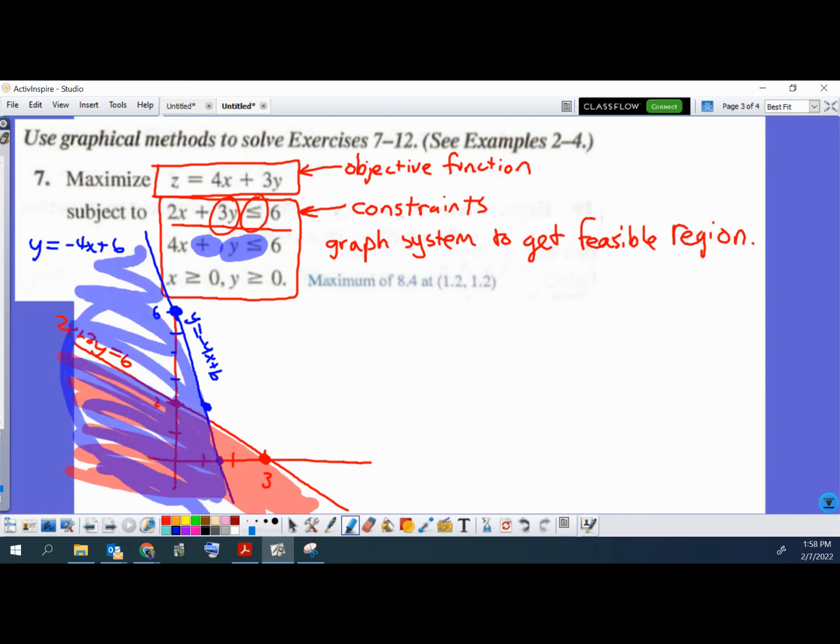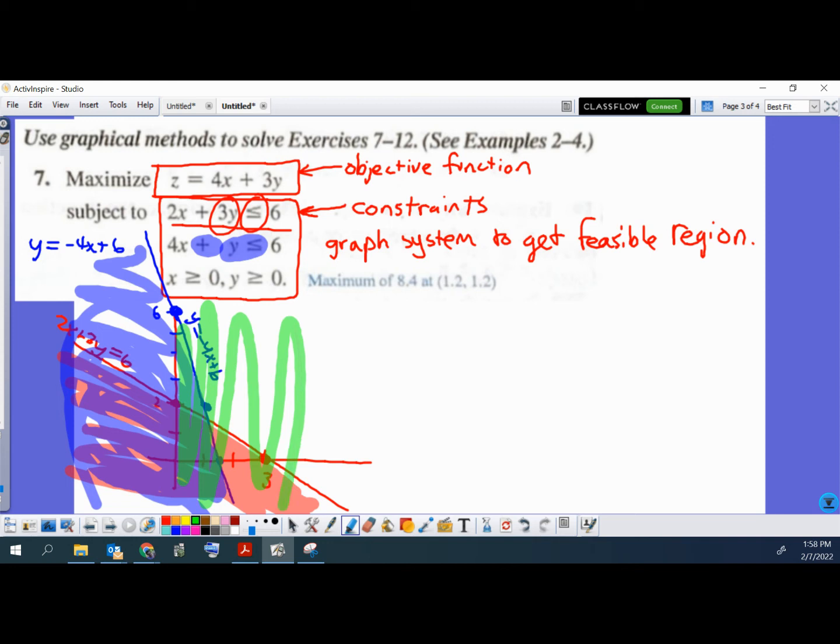And then also we want greater than 0 for both x and y. So greater than 0 for x. This gets messy if you do all of this, right? And greater than 0 for y. And those all intersect. I'm going to erase all this in a second. Those all intersect right in here, right? That's our region right there.